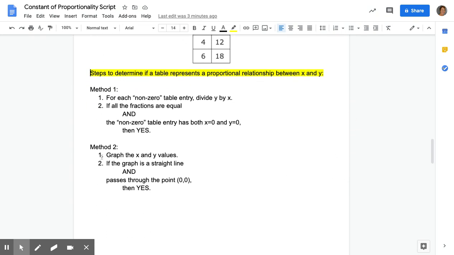Method 2, step 1 is to graph the X and Y values. And step 2: if the graph is a straight line and passes through the point (0, 0), then yes, it is a proportional relationship table.